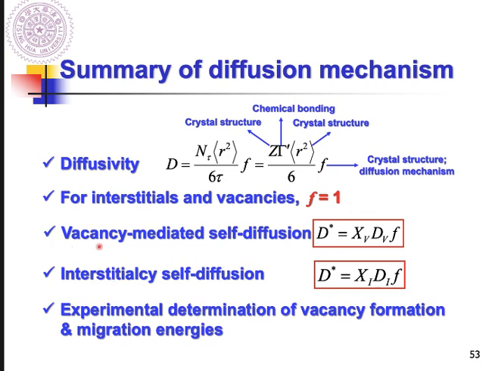When we talk about vacancy-mediated self-diffusion, the diffusivity of the host atom will equal XV dV f, and for the interstitial mechanism it will be XI dI f. In both cases, the fraction of vacancies and the fraction of interstitial defects will significantly affect the diffusivity of the host atoms. You also need to know how to determine the vacancy formation energy and migration energy in experiments, okay?